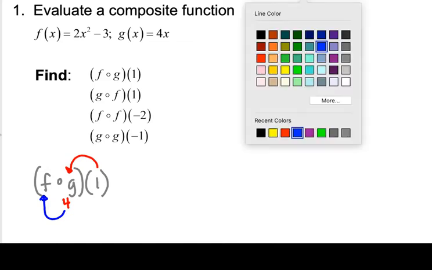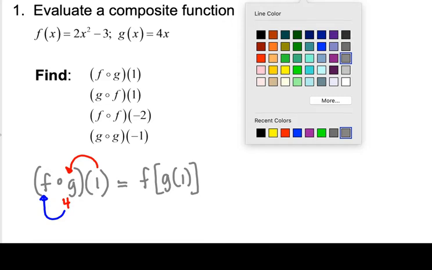Now, you might be going, where are you getting all these numbers from? Really what I wanted to do with this notation was just show you what's happening. 1 goes into g, you get an output, and then that output goes into f. I like writing this like this. So for me, it's a little bit easier to see when I do that.